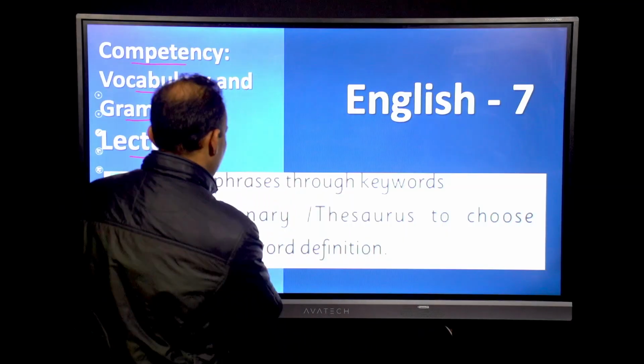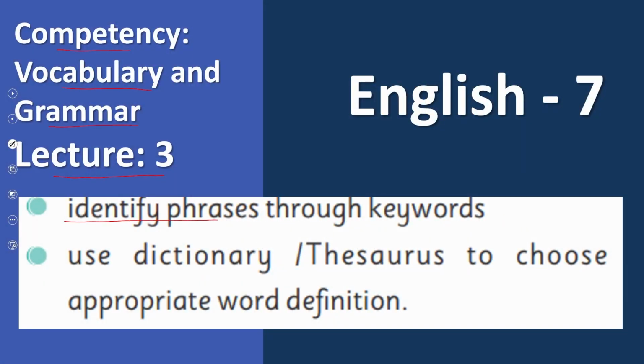Identify phrases through keywords. So, our action verb is identify, first phrases through keywords. This whole SLO is based on these three words. First of all, we have to identify what? Phrases. And how? Through keywords. This is the total SLO.